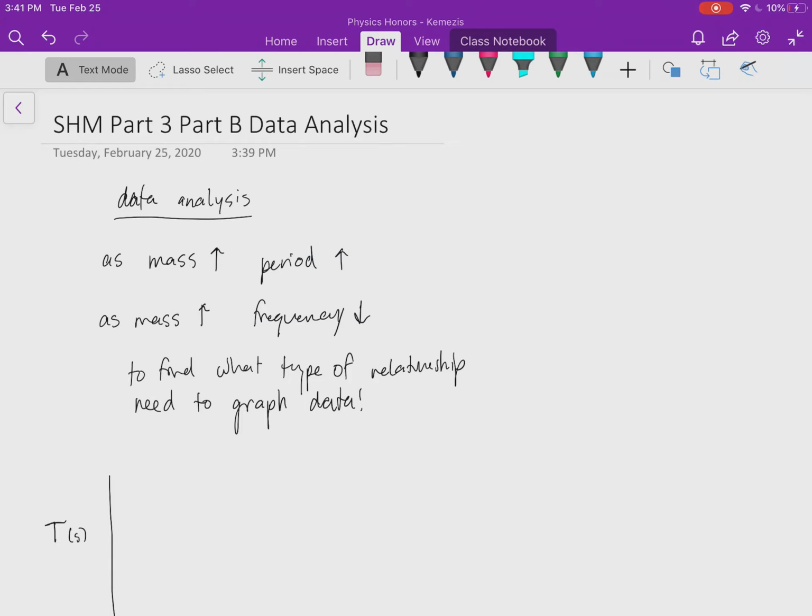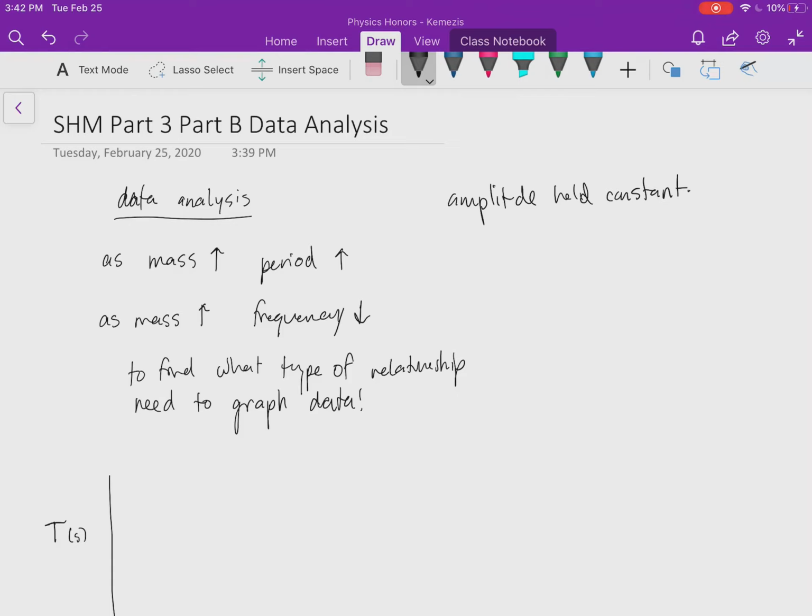We were trying to figure out the relationship between mass and period, and then the second part of part B is figuring out the relationship between mass and velocity, and that's what you're doing for homework later. Okay, so when you're getting this data from your different trials, the amplitude was held constant, right? So we were looking at the relationship between mass and period.